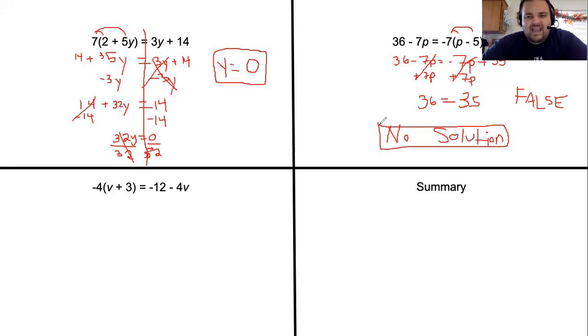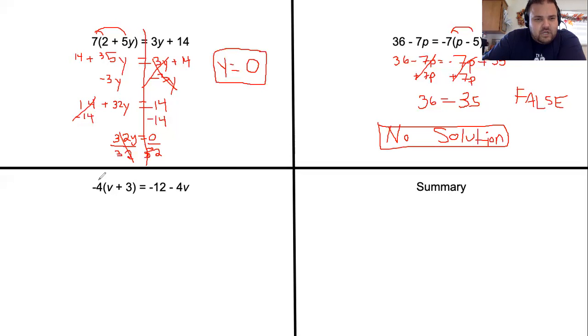You know the answer is no solution when you end up with a false statement, something that just simply is not true. Here, y equals 0, that's not a false statement, that's our solution. That's a single solution. So hopefully you're seeing a difference between the first problem and the second problem. There definitely is a difference.